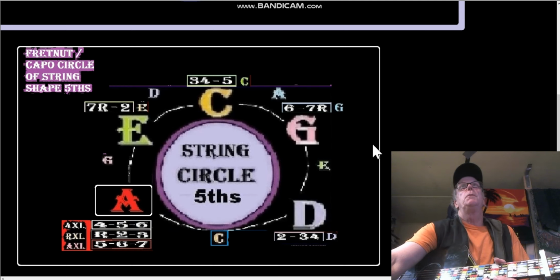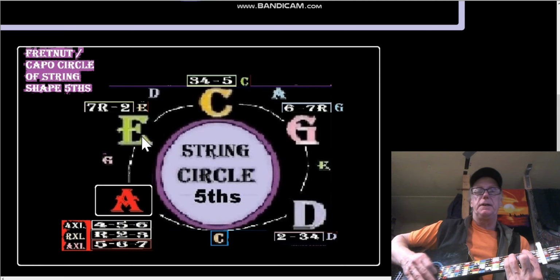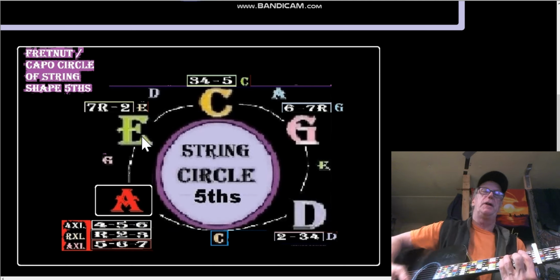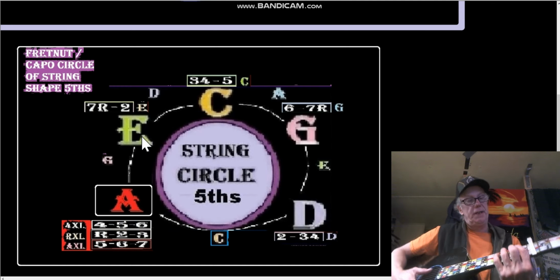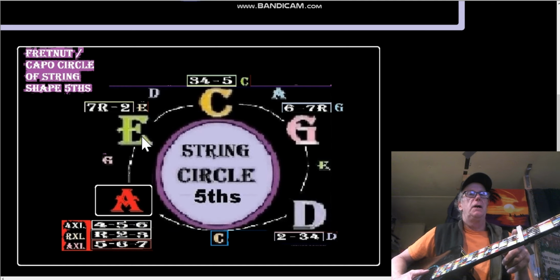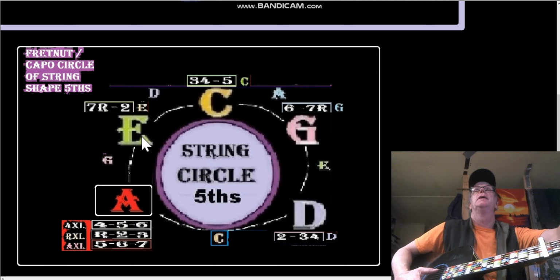That's our normal, and we could do that in F. So suppose we start in the key of F. As long as we're one fret above the nut, we could start in F. Now we have 7 because E is the major 7th of F. So that will be the E string shape, and then C, and then G, and then D.